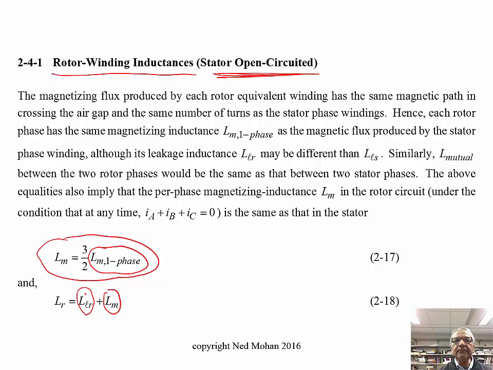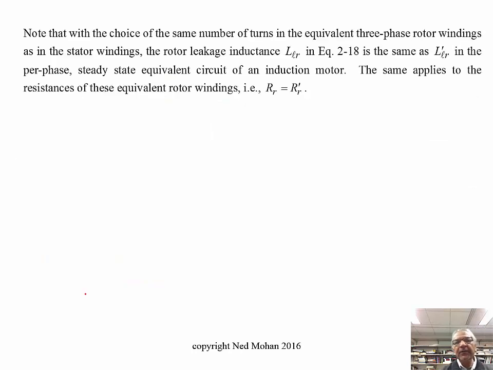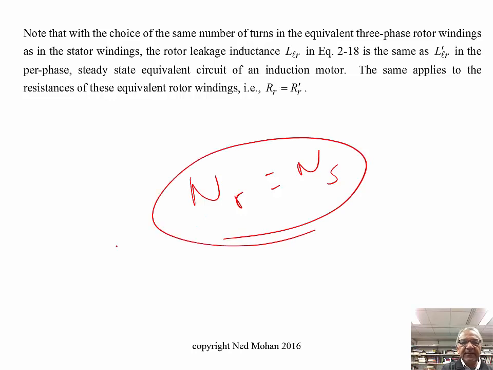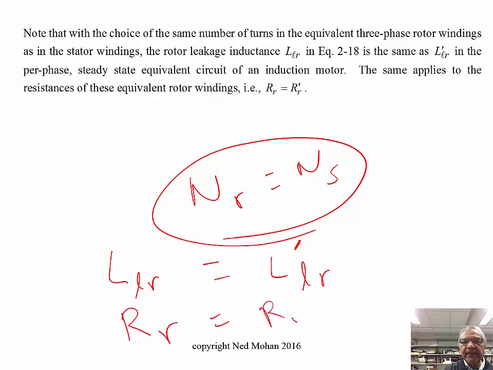Okay. So it is interesting here that our choice of n sub r equal to n sub s results in this leakage inductance being the same as what we see in the per phase equivalent circuit in the previous course, L sub lr prime, and the R sub r that shows up is the same as R sub r prime in the equivalent circuit seen from the stator side in our previous course.